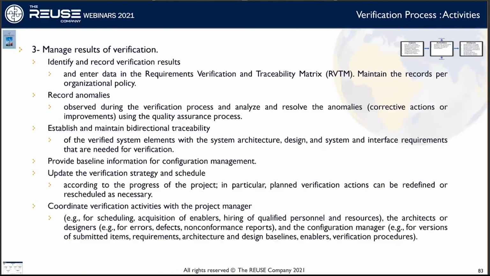Okay. Finally, managing the verification results, where we have to do six different things. Identify and record verification results, which we do using the verification actions and digitalizing them. Then manage the requirements verification traceability matrix, and record and normalize anomalies. These anomalies have to be also managed digitally, and define the corrective actions and improvements. Establish and maintain the traceability, very important in verification, between the different elements and the origins and the sources and the verifiable items and the source items and so on.